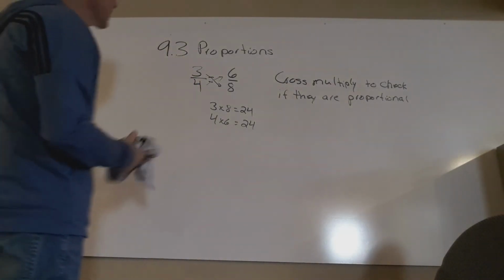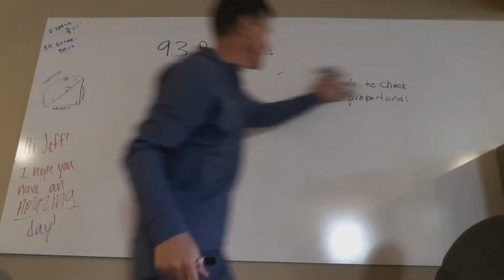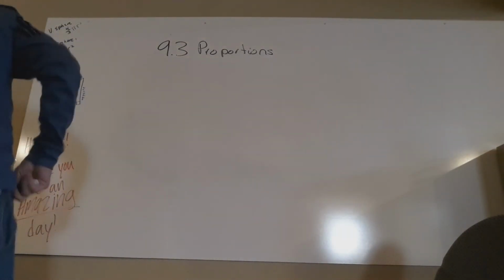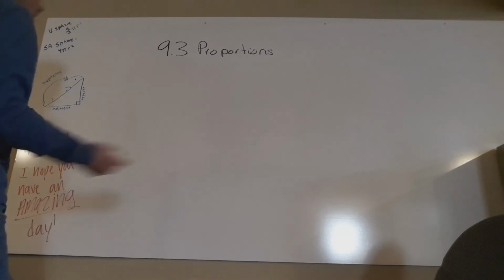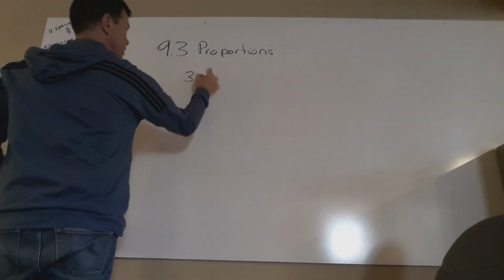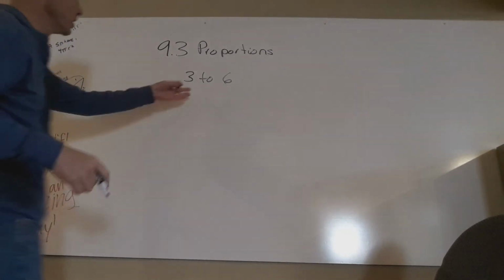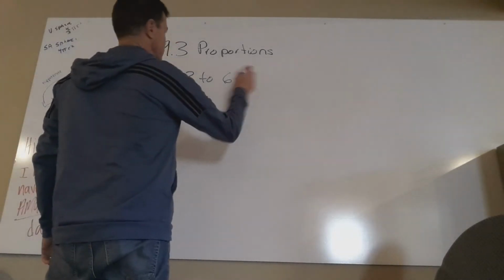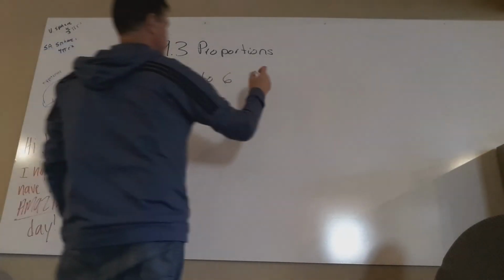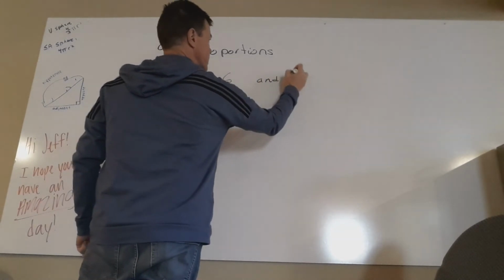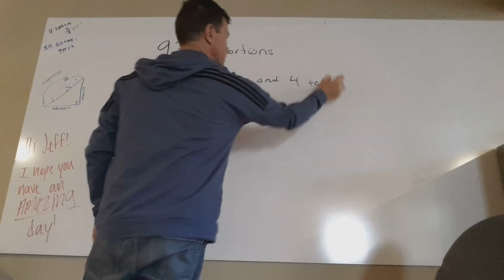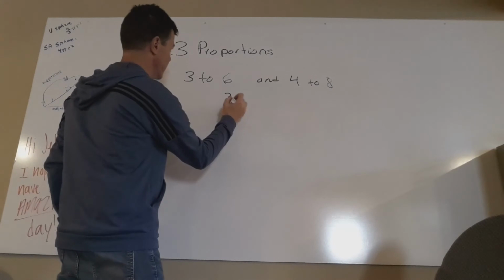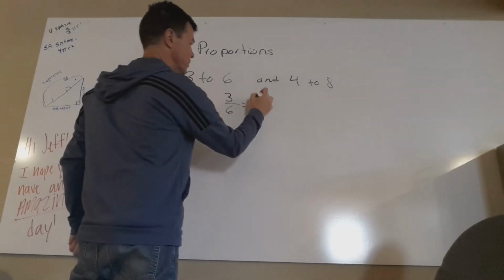I want to do a few more examples so you know what to expect on the homework assignment. They could be written maybe like this: 3 to 6. I mean, this is a ratio. Okay, 3 to 6, and 4 to 8. All right, two ratios. Write them up here as fractions. 3/6, does that equal 4/8?